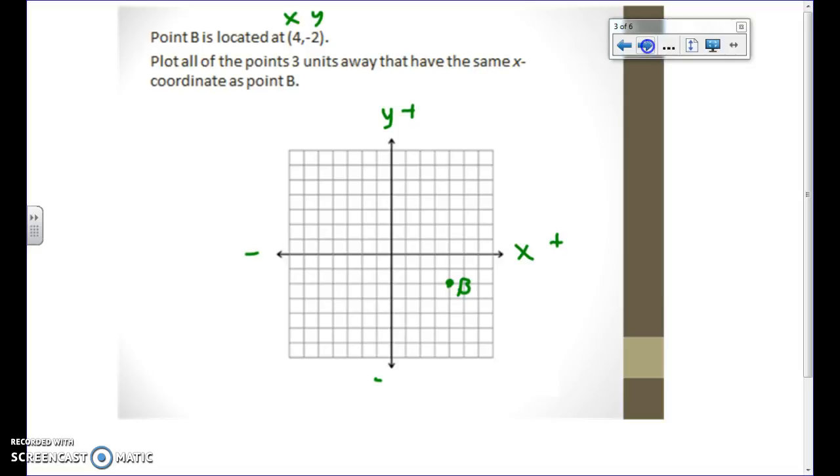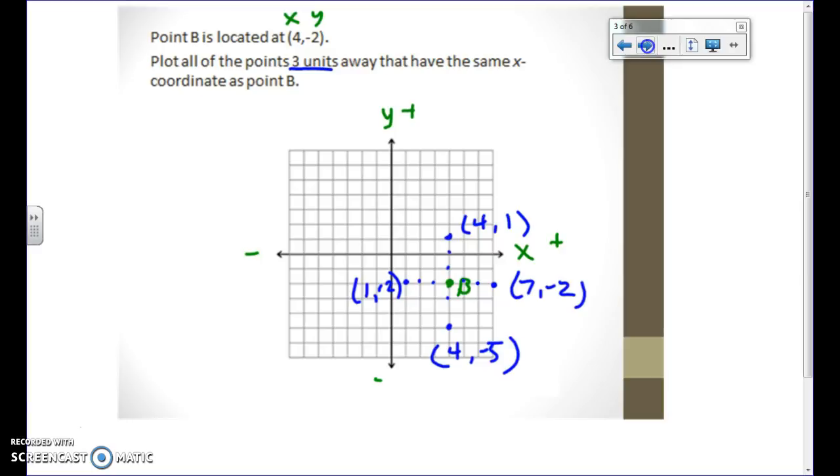Now, we're looking again for all the points that are 3 units away from point B. So there's one right there, there, there, and there. And let's go ahead and label these points. It looks like 1, 2, 3, 4, 5, 6, 7, -2. Above, it looks like we have 1, 2, 3, 4, 1. 1, -2. And 4, -5. Okay, these are the points that all have a distance of 3 away from point B.